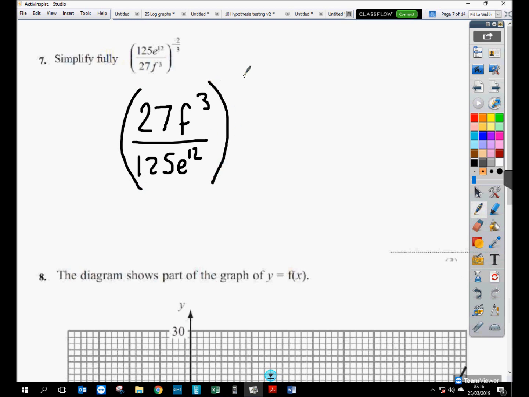But now write it to the power 2/3. The power 2/3 means to cube root and then square. You can type in the calculator 27 to the power 2/3, that's 9. But when you have a bracket to a power, you times the powers. So if you type in the calculator 3 times 2/3, it will come up with 2. 125 to the power 2/3 is 25. And again, if you type in 12 times 2/3, that's 8. This is the final answer.